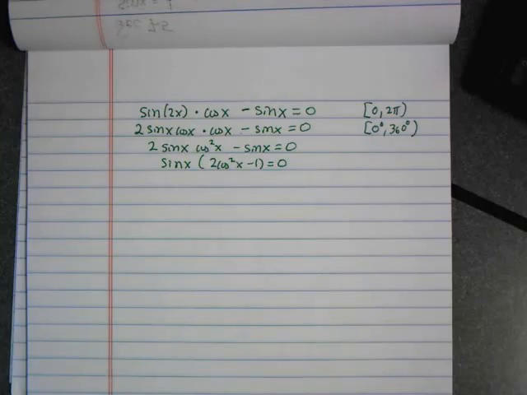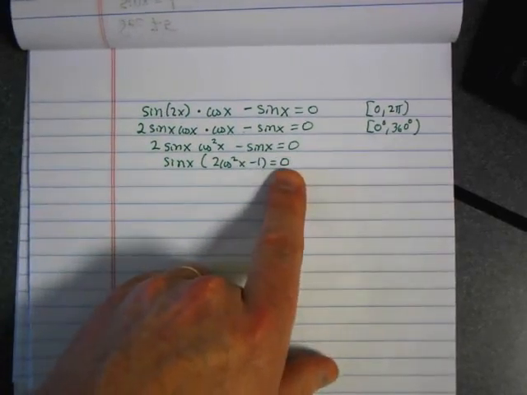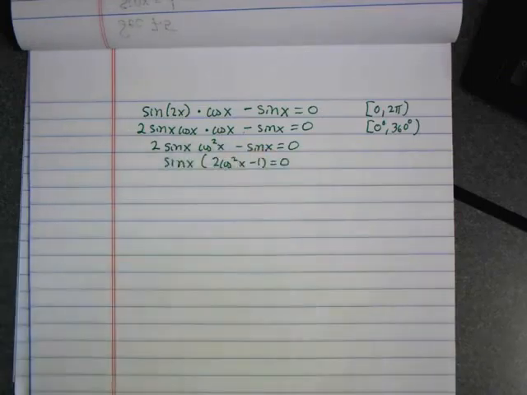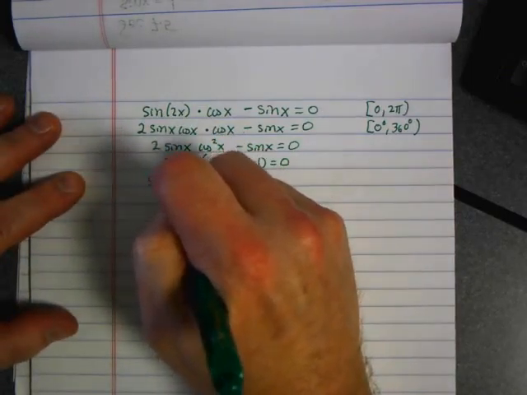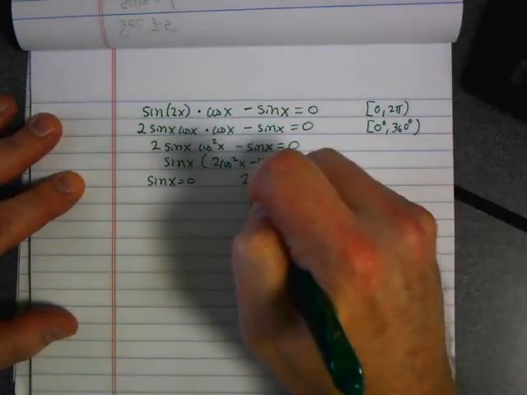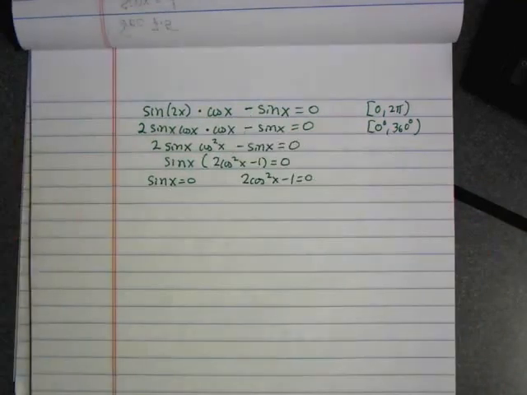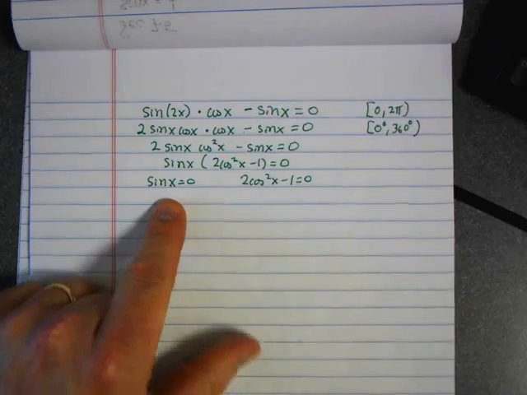What's an identity? It is an identity, that's true. Don't really care about that. Back in algebra, you factored a lot of things. What did you do with an equation after you factored it? You set each piece equal to 0. That's why you want to have a 0 over here when you factor. After you factor, you can set each piece equal to 0. So I can set sine x equal to 0, and then I can set 2 cosine squared x minus 1 equals 0. First equation, sine x equals 0.